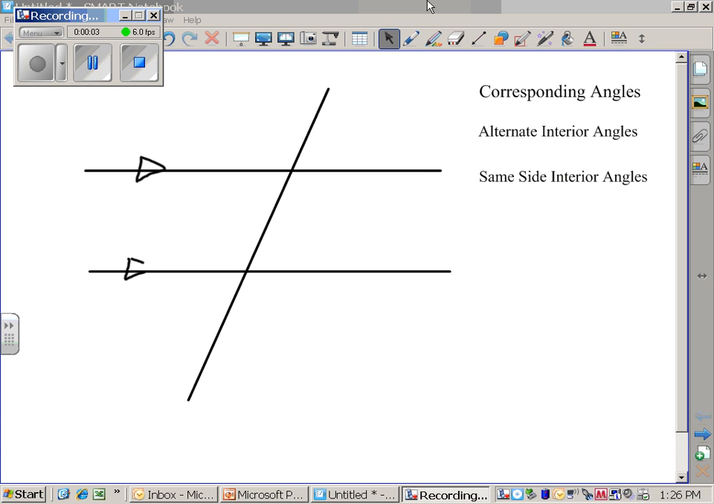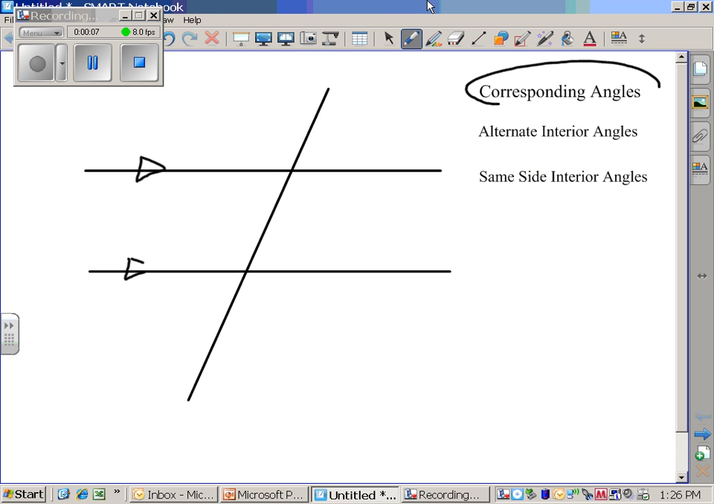Okay, now that we understand the basic definitions of corresponding angles, which I'll label in a color here. Corresponding angles are the angles that lie in the same position with regard to the transversal and the two parallel lines. And on parallel lines, they're congruent.